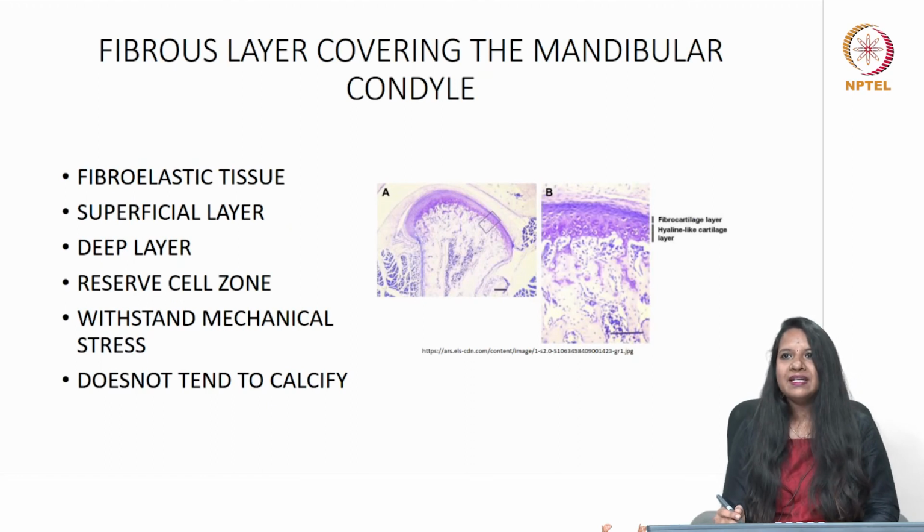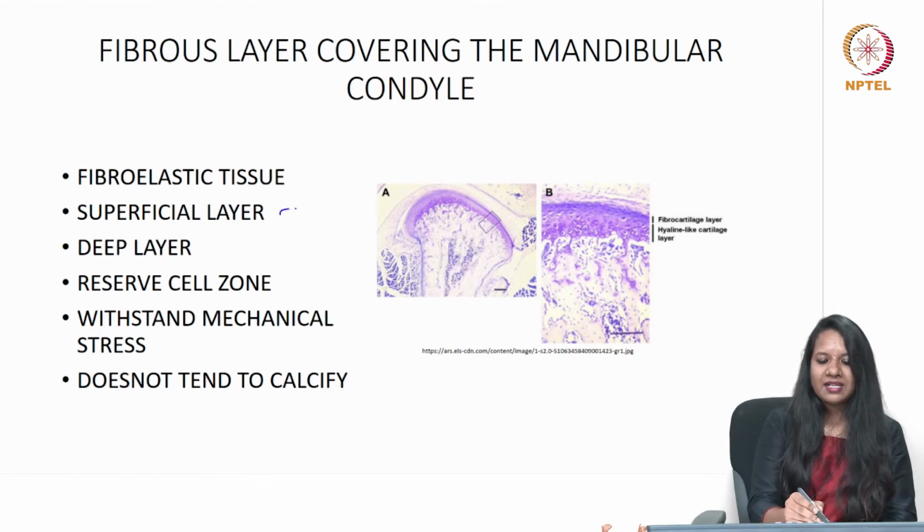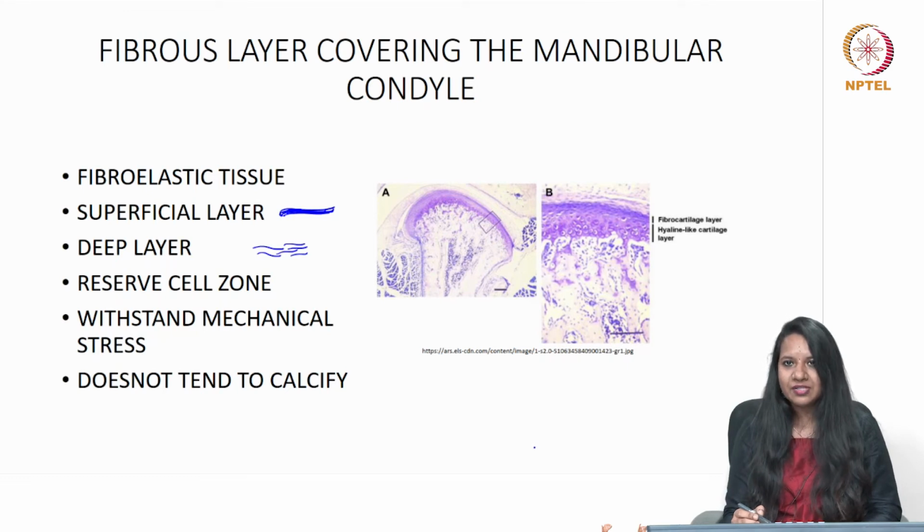So, the fibrous layer covering the mandibular condyle is a fibroelastic tissue. It has two layers, superficial and deep layer. In the superficial layer, the collagen fibers are arranged as bundles. In the deep layer, there are fewer collagen fibers when compared to the superficial layer, and it also has a reserve cell zone which withstands mechanical stress and does not tend to calcify.